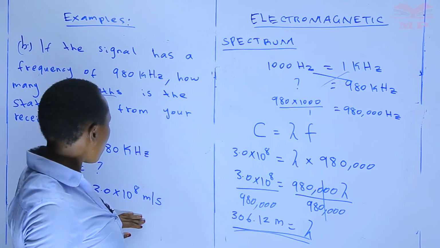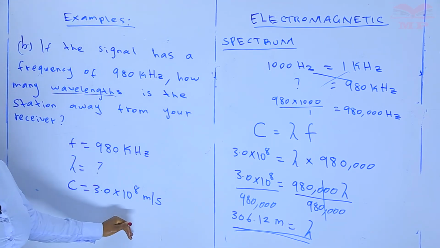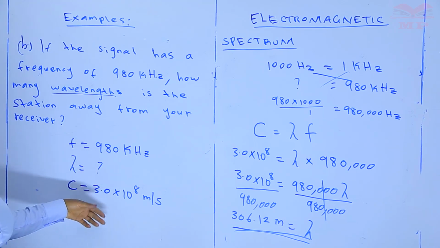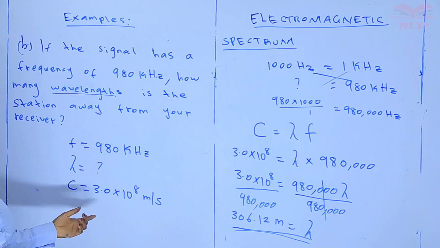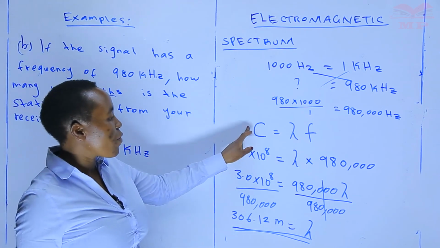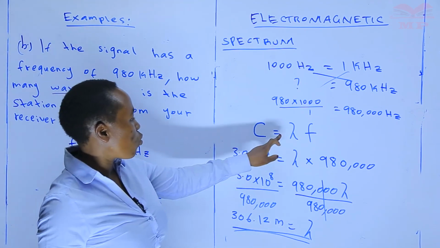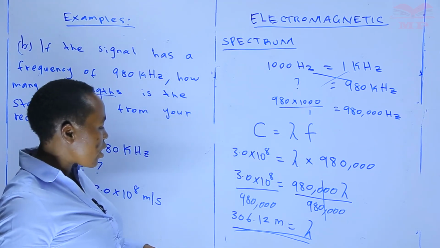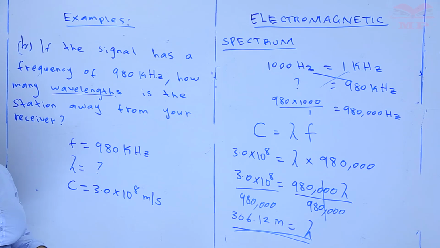Of course, we have been able to analyze. The time you analyze the question, you can see it clearly, so you'll be able to see which equation or which formula you are going to apply. In this, it is very clear that we can apply the wave equation and we are able to get the value of wavelength as 306.12 meters. So that is it.